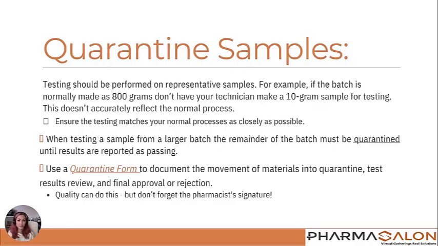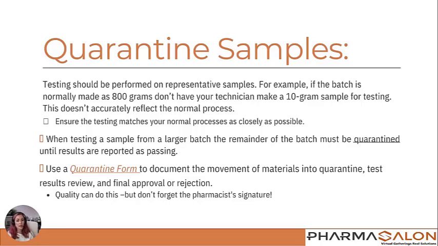I mentioned quarantine. Your testing should be performed on representative samples. If your batch is normally made as 800 grams, don't have your technician make a 10-gram sample and send it for testing. It's not going to accurately reflect the normal process. I mentioned this a couple times, but your potency testing is assessing your technician, your formula, and your process, right? So if it's 800 grams and that's what you normally do, have them make that, send off 5, 10 grams, whatever it is that needs to be sent for testing, quarantine the rest of it until you get your results.